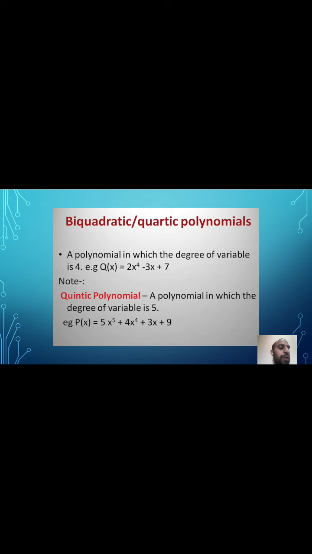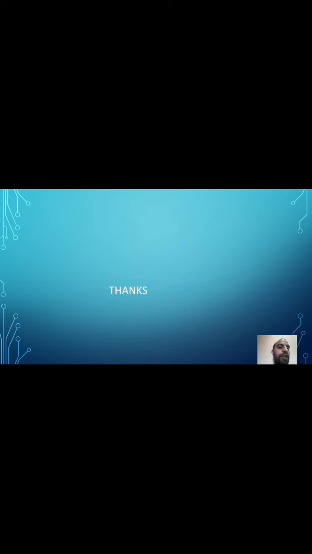When a group of polynomials is given to you, you can identify whether it comes in the category of linear, quadratic, biquadratic or quintic. You can easily find out which category a particular polynomial belongs to.